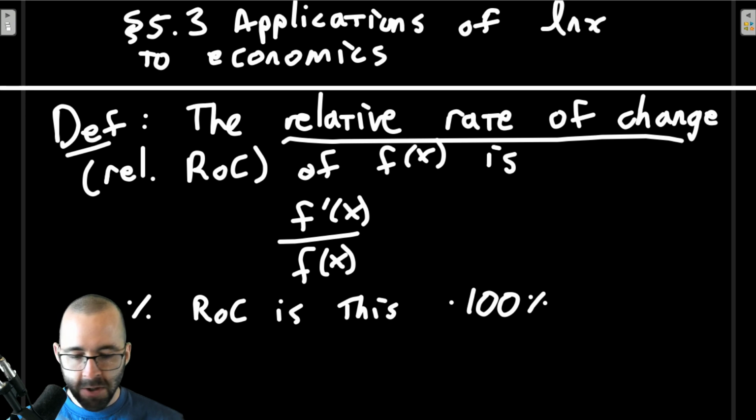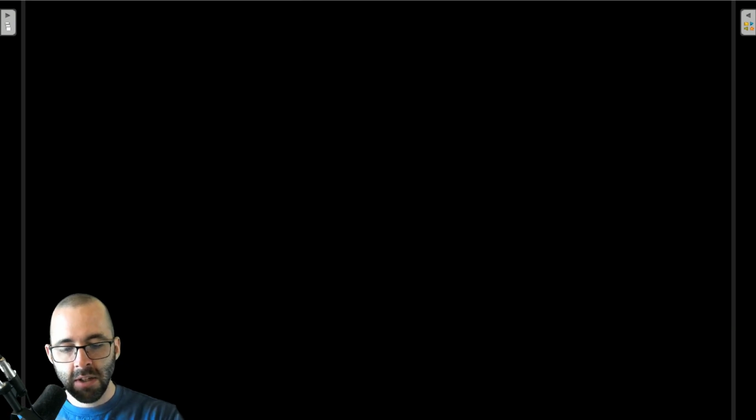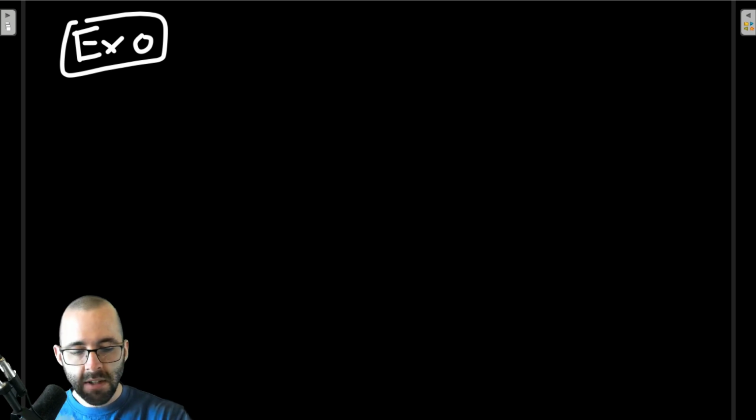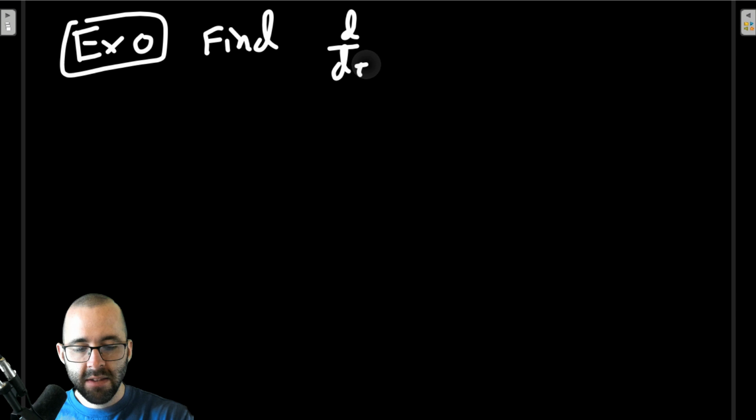All right. So we're going to start with a nice little example 0, a nice innocent example, nothing going on here. Find the derivative with respect to time of the natural log of f of t.